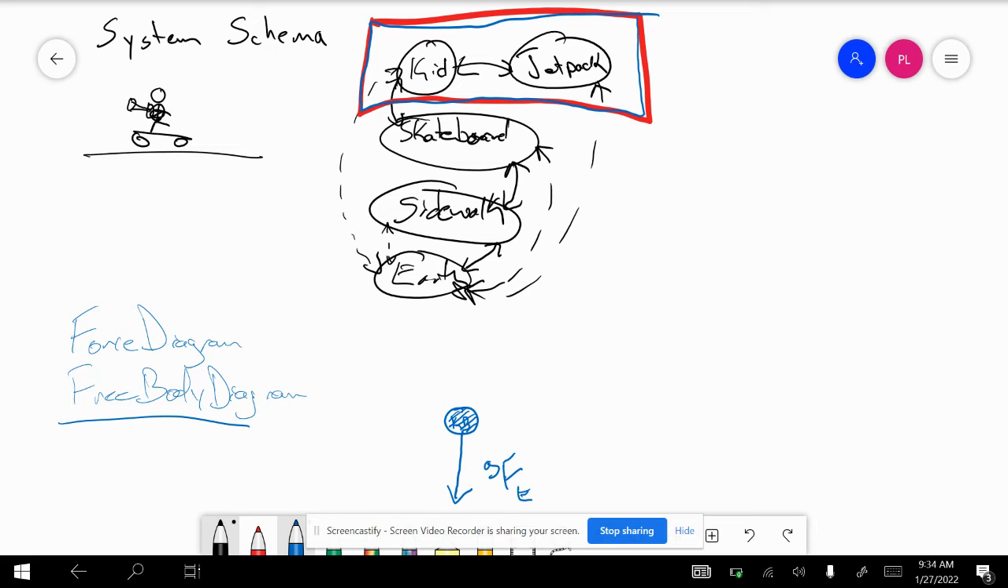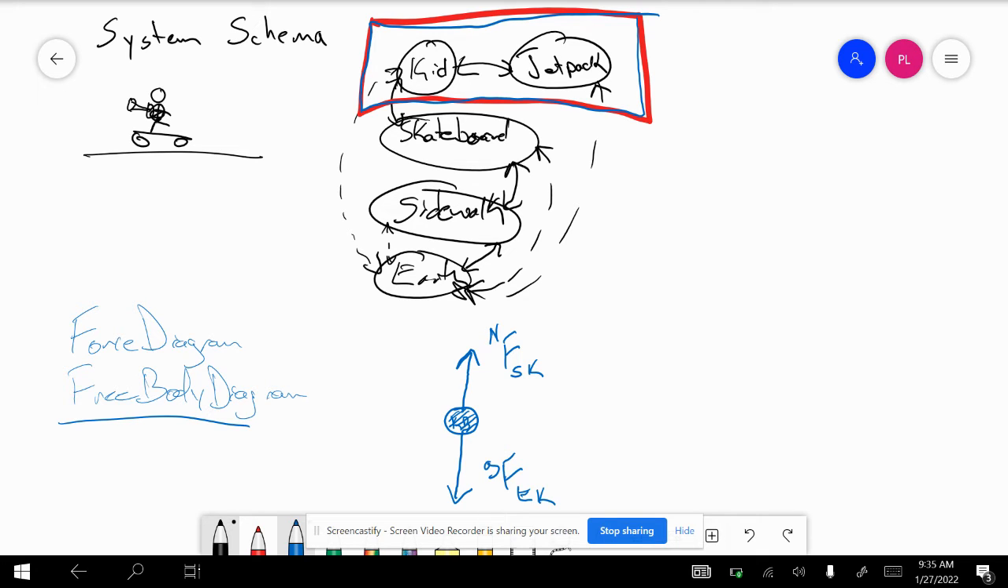I think I said backpack. Kid and jetpack. I'm going to go with kid just to say kid and jetpack. Then that's gravitational interaction with the kid there as well. And then we have the skateboard interacting with the kid. So then we've got this arrow going up, and that's the force of the skateboard on the kid and the jetpack, and that supporting force would be a normal force.